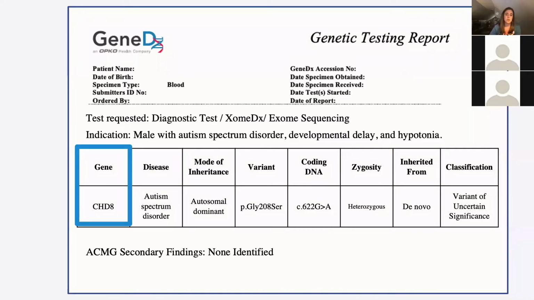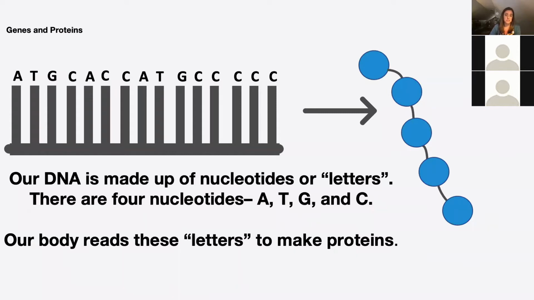So if we go back to the report that we're looking at together, we can first see there's a note about gene. So what we just talked about, genes are like our body's instruction manuals. Each individual gene is an instruction. So this particular result tells us about a genetic change in the CHD8 gene. CHD8 provides instructions for a protein that helps regulate the expression of other genes in our body. That's its job and what it does. Our body spells out the instructions in that CHD8 gene and all of our other genes using the letters A, T, G, and C. Our body reads those letters to then make those proteins.